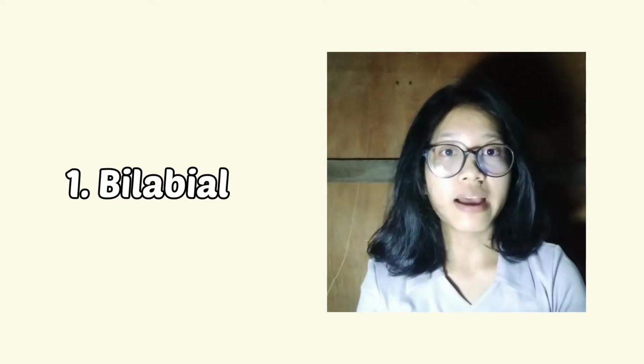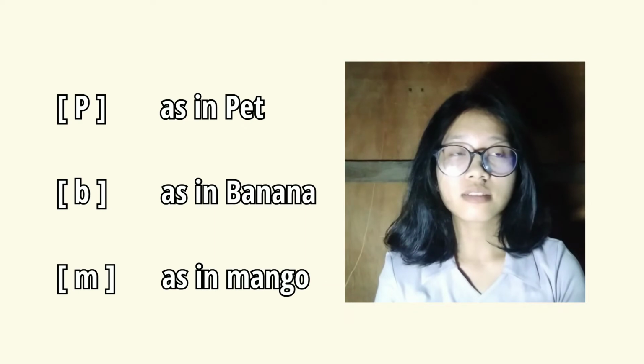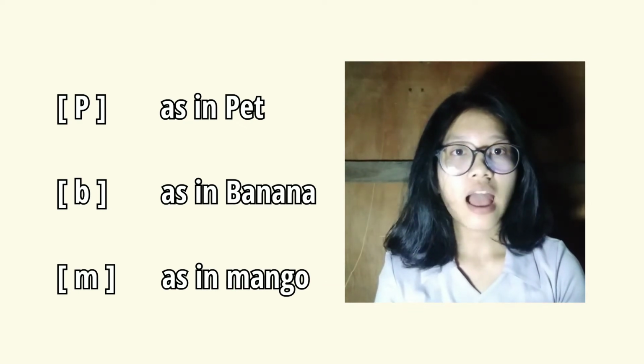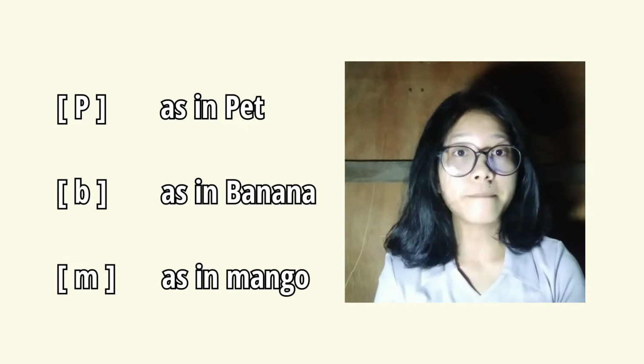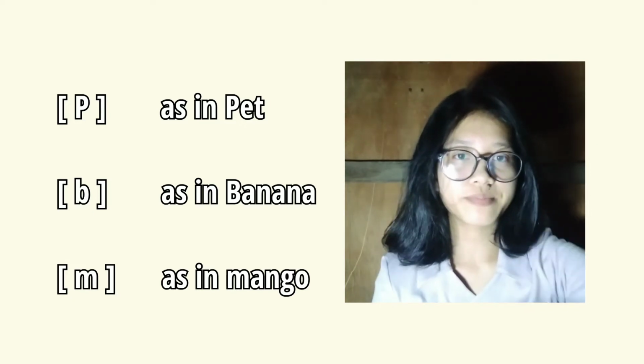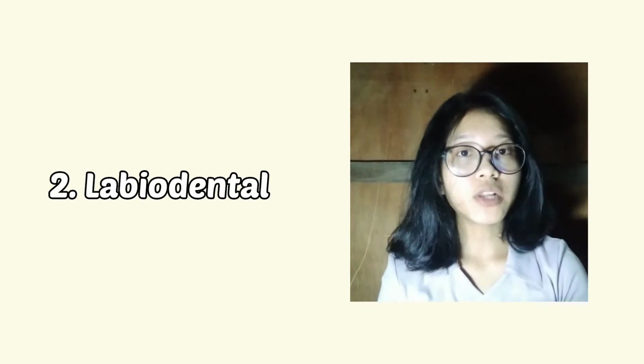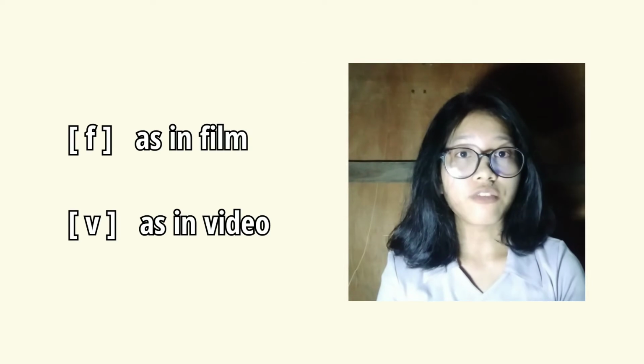First is bilabial, which means produced with two lips, namely b as in bat, b as in banana, and m as in mango. Two, labiodental. It means produced by a movement of the lower lip articulating with the upper teeth. Example, f as in film, and v as in video.